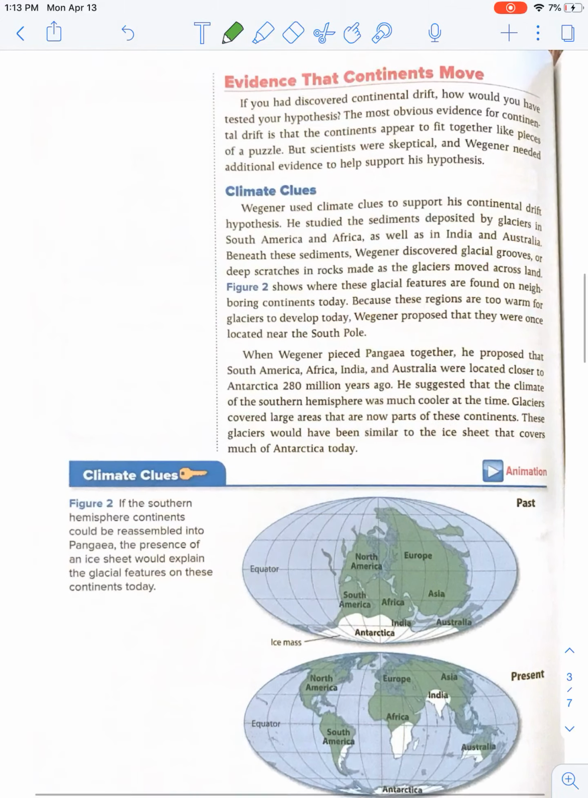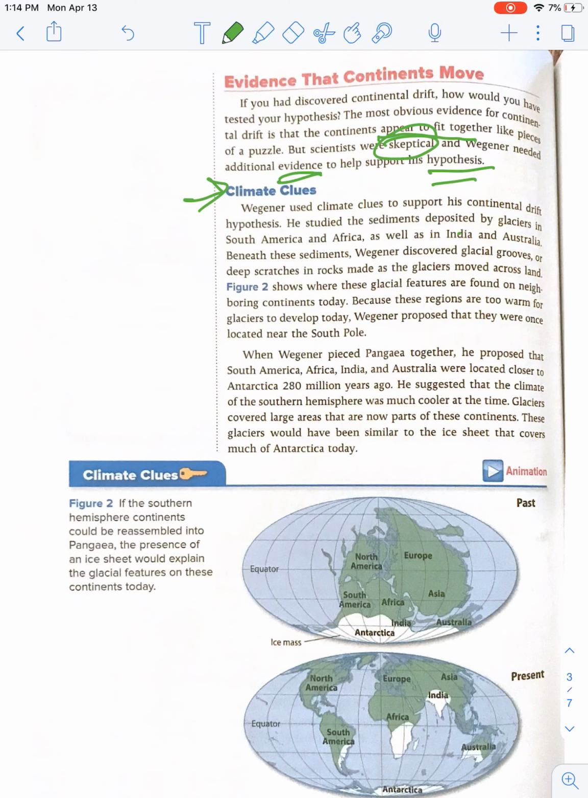Evidence that continents move. If you had discovered continental drift, how would you have tested your hypothesis? The most obvious evidence for continental drift is that the continents appear to fit together like pieces of a puzzle. But scientists were skeptical, and Wegener needed additional evidence to help support his hypothesis. Climate clues. Wegener used climate clues to support his continental drift hypothesis. He studied the sediments deposited by glaciers in South America and Africa, as well as in India and Australia.